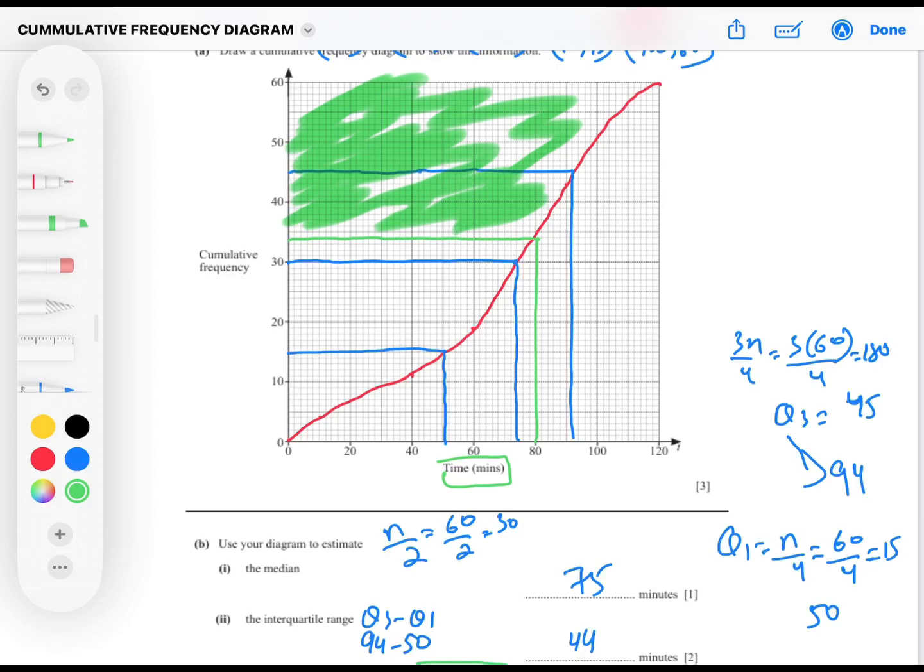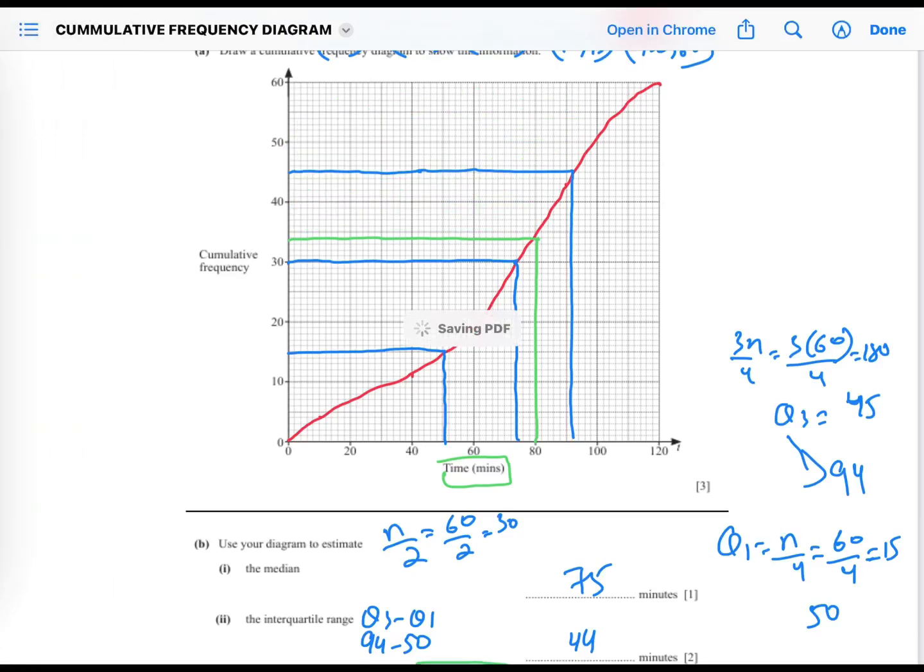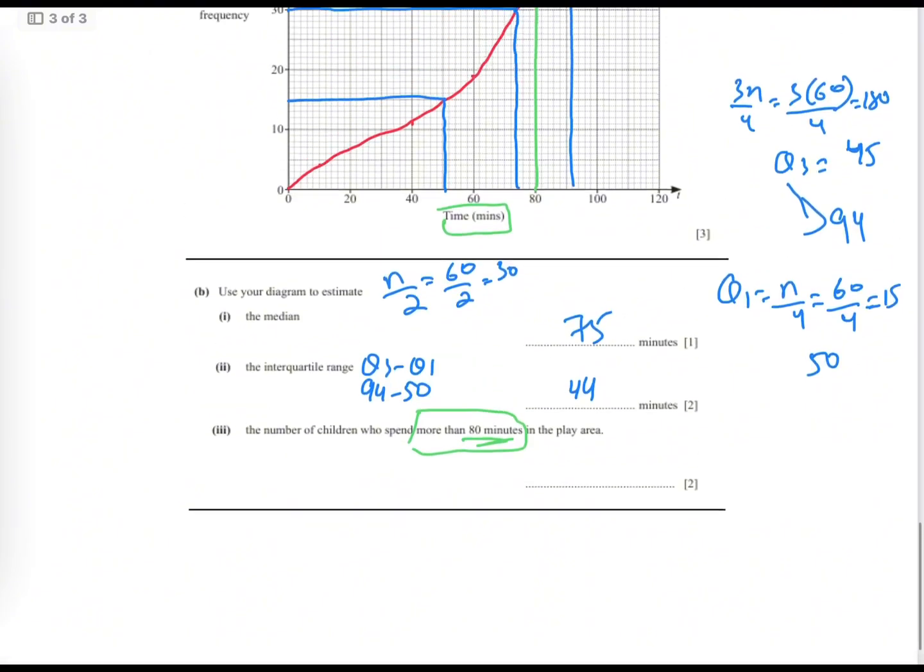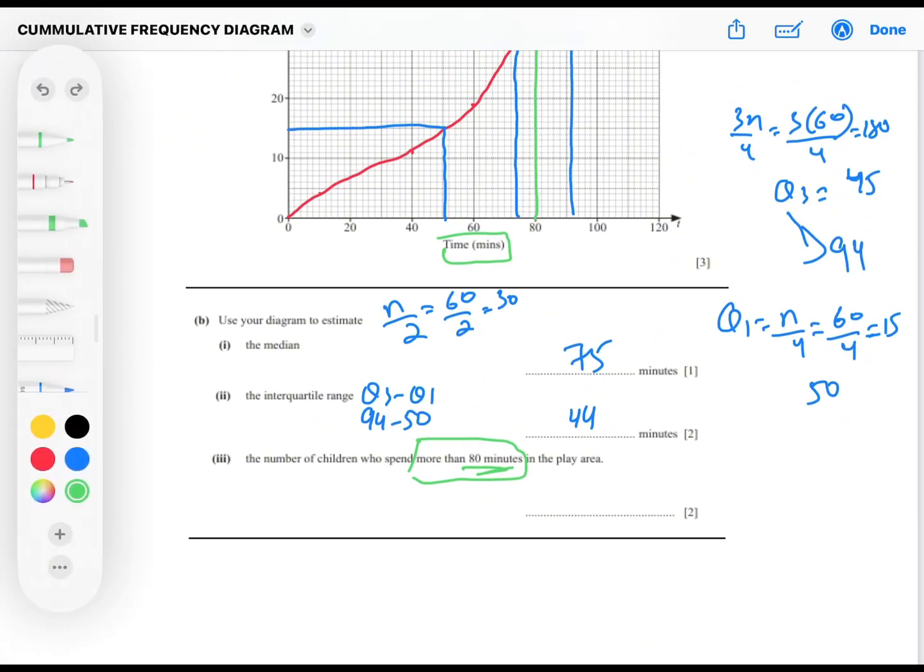So how can we find it? The total value we have is 60. So we just subtract 34 from 60. 60 minus 34 will give us 26. So this will be our final answer. I hope everything is clear, because it's written more than 80, so we have to subtract from 60 to find the number of children who spend more than 80 minutes in the play area.